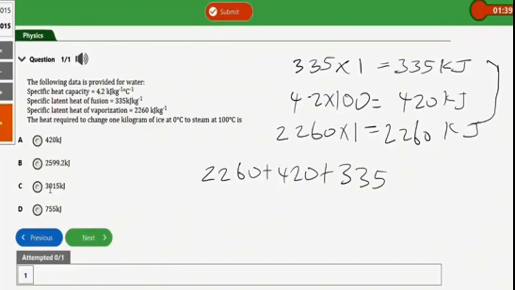Option C, 3015 kilojoule. Now specific latent heat of vaporization is simply the amount of heat energy required to change a substance from the liquid state to a gaseous state. So the correct option to this question is option C, 3015 kilojoule. So this basically is how to solve this kind of problem for physics. For this subtopic, change of state under heat energy, this is one repeated calculation I have often seen under it. So this is the procedure to follow to solve this kind of problem, and this is the correct option.